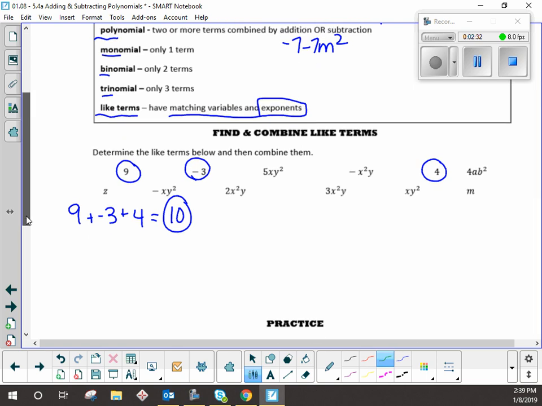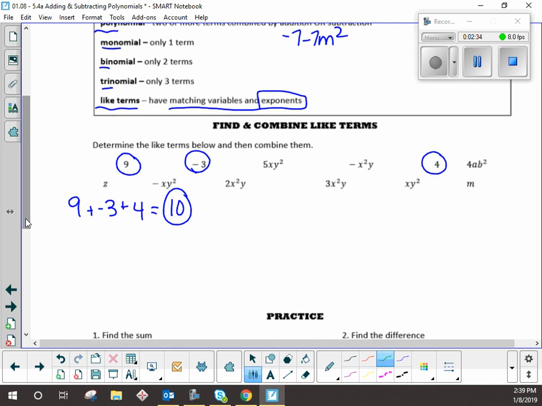What about, how many things are like terms with 5xy squared? Negative xy squared. What else do you see? Xy squared. Now, these other terms have x's and y's in them, but what's different? And how come those aren't like terms? The exponents are different, right? The squares are in different places. And so those green things that I just boxed, those are like terms, so they can be combined, which means we're going to add them.